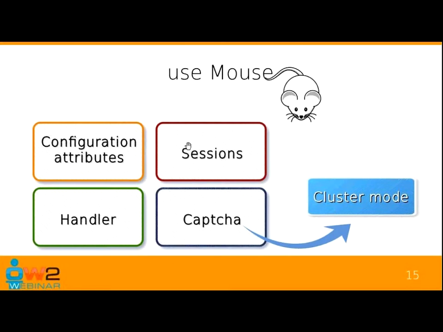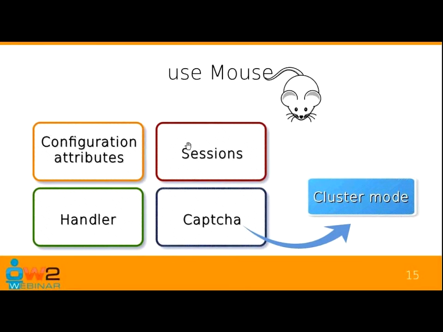A little more technical slide. We use Perl as a development language, and we now use a new module which is called Mouse, like a mouse. And we made a lot of development with this module. So you can see that configuration, attribute, sessions, handler, and captcha now use this module, which is a high-level object-oriented module.